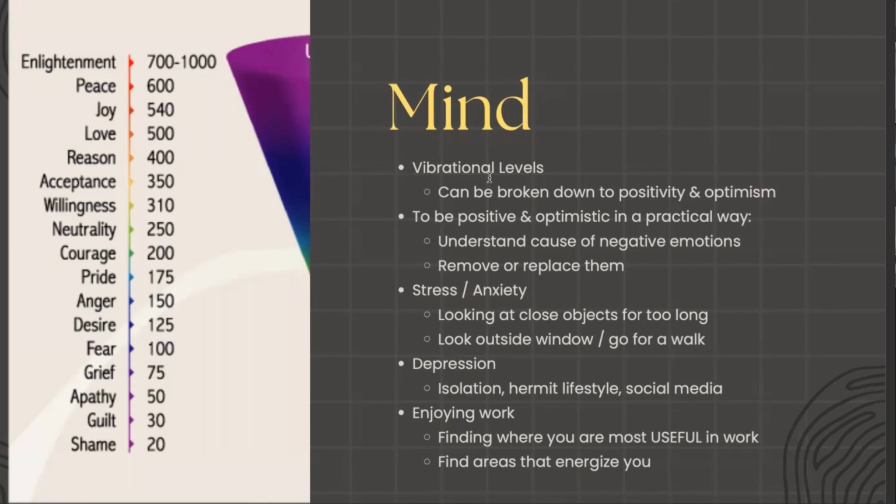So to be positive and optimistic in a practical way, one really important thing is to understand the cause of the negative emotions. And then the next step is to replace them or remove them. As the saying goes, the first step is consciousness, to understand. And then the next step is to take actions on how to replace or remove them. Those are the main things.